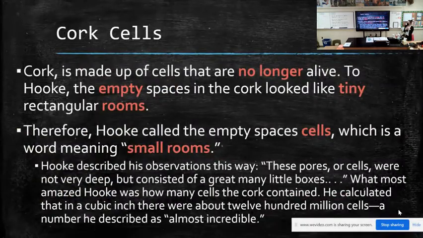Okay, so with those cork cells that he was observing, cork is made up of cells that are no longer alive. So cork is something that was once living, but once you have that cork, it's not. And so to Hooke, when he observed that, it looked like the cork had tiny rectangular rooms or structures. Okay, so he called those empty spaces cells, which is a word meaning small rooms.